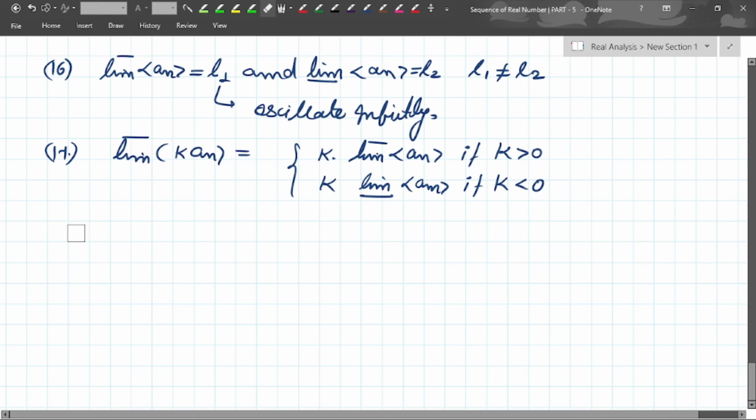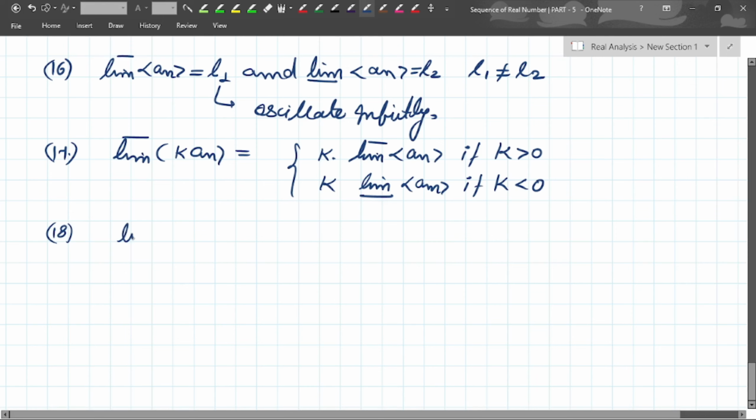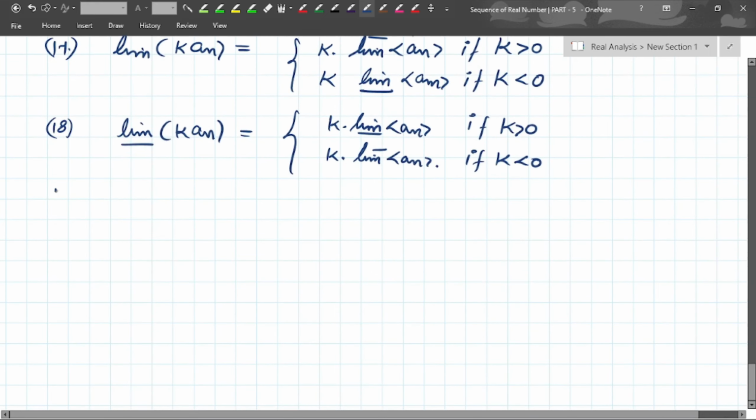Now just calculate the infimum, how it will look. So just calculating the limit infimum of k an, understand the concept carefully. If k is greater than 0, then it will be the limit inferior only, multiplied with k. If it is negative, then it will convert to the limit superior, so k into the limit superior of this an. That's the concept.